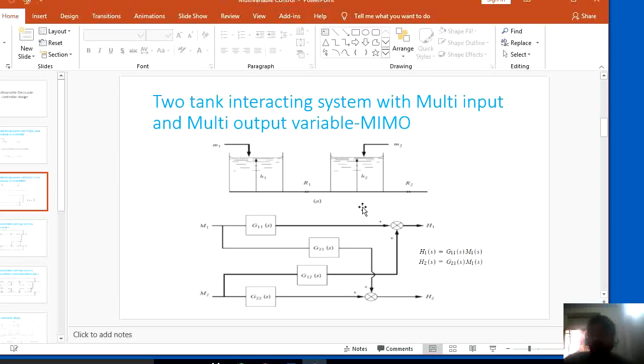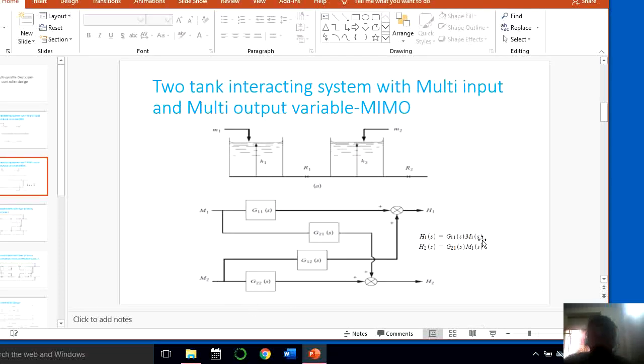Now if I would like to represent this two input two output system with a block diagram, I'll be using something like this. But the key point you have to understand here is, if M1 is used to control H1, I will have only one transfer function, G11, the relation between H1 and M1. In the same manner, if I want to control H2 with the variable M2, then M2 and H2 are related by G22. Is it clear? Now I have only two transfer functions, G11 and G22.